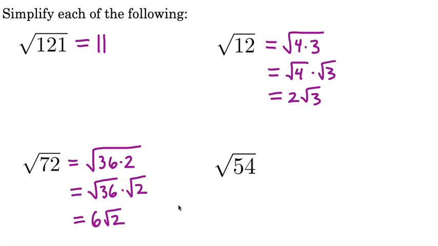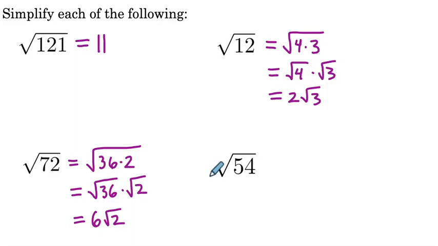Now, 72 does have other perfect square factors. Suppose you tried 9. You would have had 9 times 8 as the product inside of the radical. Again, you could still get the right answer. You would just have to do the simplification one more time. The radicand of 8 could be simplified again, 4 and 2, and then you would go through that process.